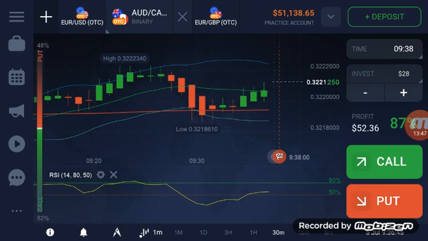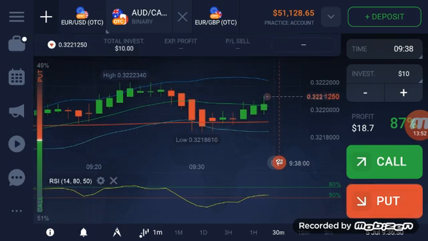I'm gonna go with a put trade here because that wick is very long. So we'll see what happens. Not looking so good now. Looks like I went the wrong way now.